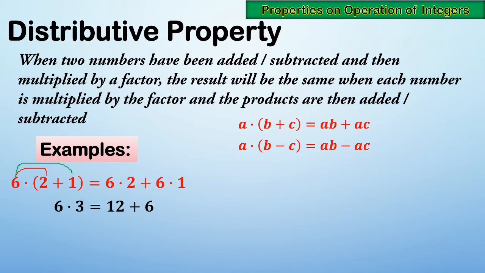Therefore, 6, then 2 plus 1 is 3. Therefore, 6 times 3. Dito naman, 6 times 2 is 12. Then 6 times 1 is 6. 6 times 3, 18. Then 12 plus 6 is 18. Pareho lang sagot. Okay? That is a distributive property.